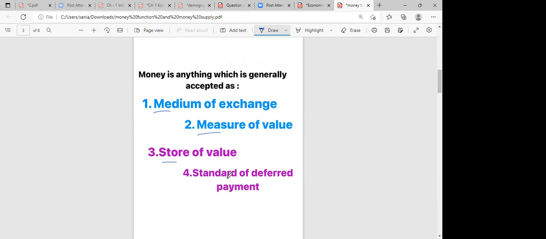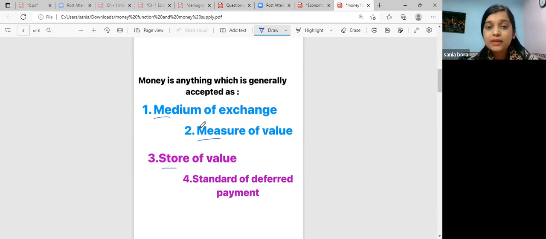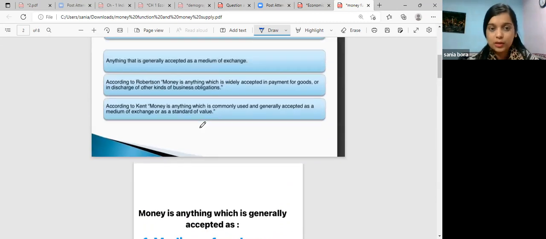Yes, ma'am. So you will write meaning of money. And after that, the meaning is: money is anything which is generally accepted as a medium of exchange, measure of value, store of value, standard of deferred payment. Okay. So don't write it down right now. I'll just tell you when to write.